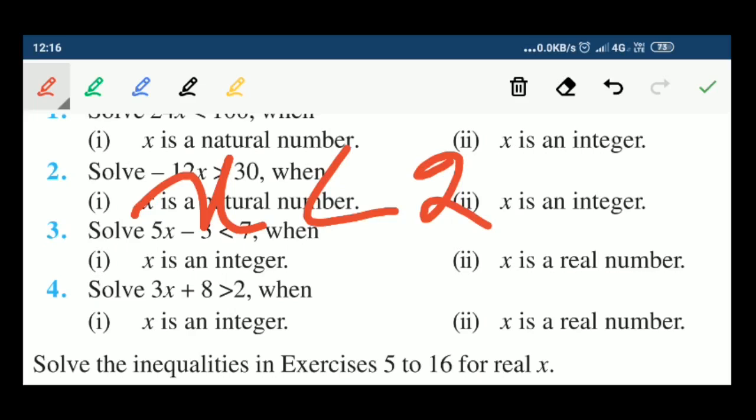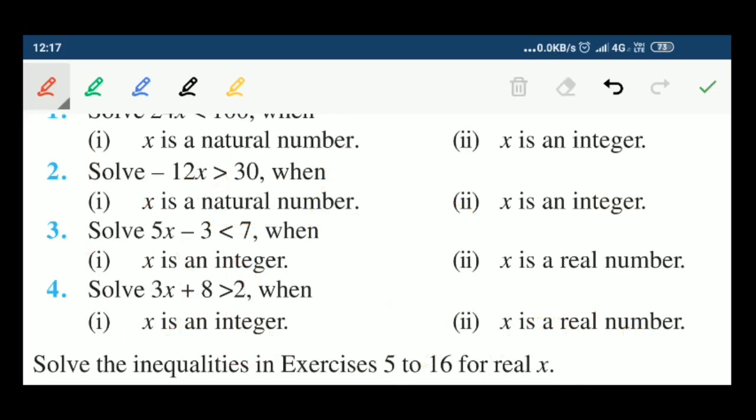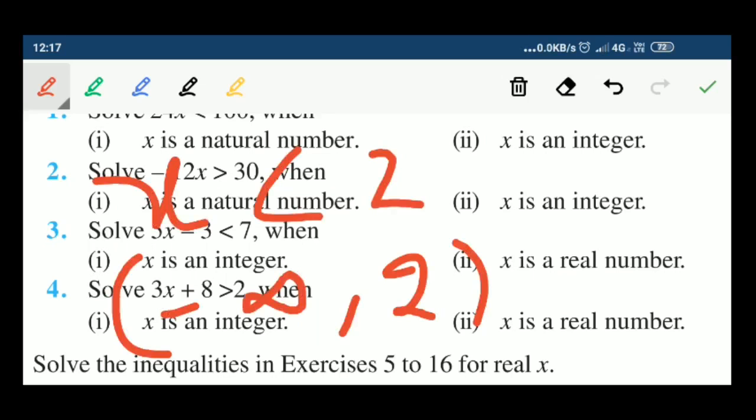So here you will get the value of x is less than 2. So all the integers which are less than 2, that is your answer. You can see the solution set is 1, 0, -1, -2 and so on. See its second part. Here you will find the value of x. Already we have found the value of x, that is x is less than 2, and this is our required answer. The solution set is from minus infinity to 2.